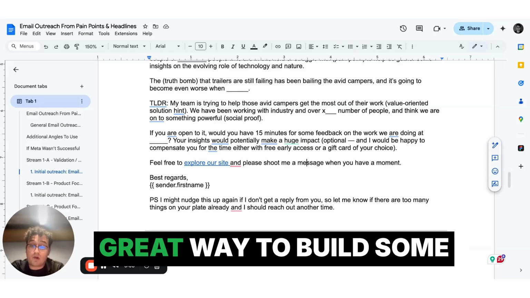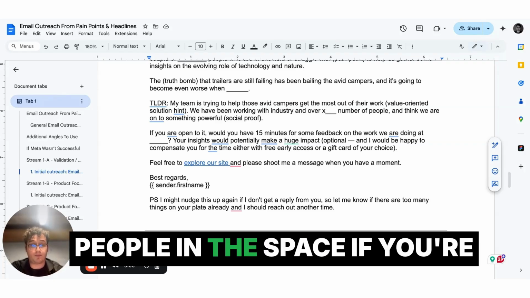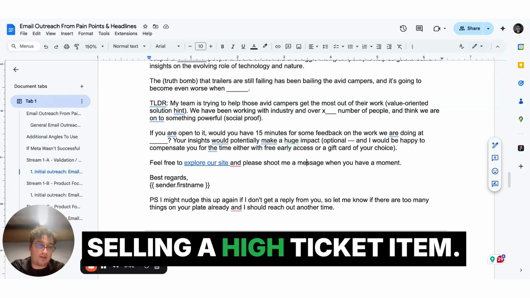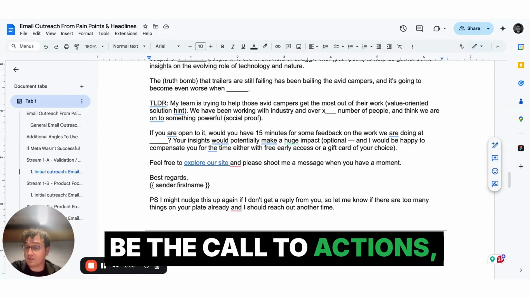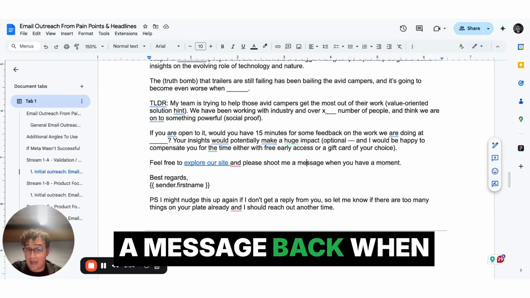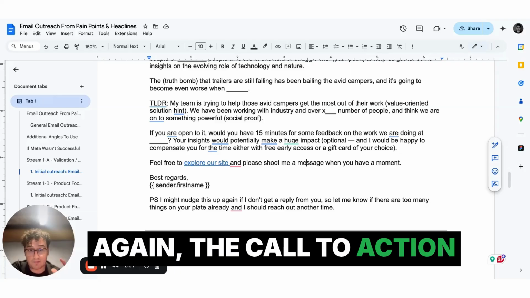And as a founder, this is a great way to build some early relationships with people in the space if you're in an industry or if you're selling a high ticket item. The last little bit will be the call to action is to explore the site and shoot a message back when they have a moment. Again, the call to action means 15 minutes.